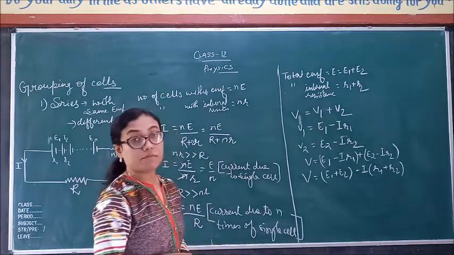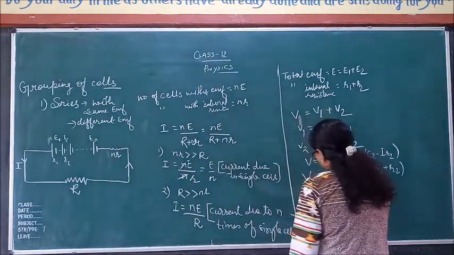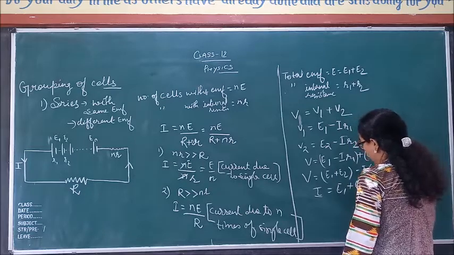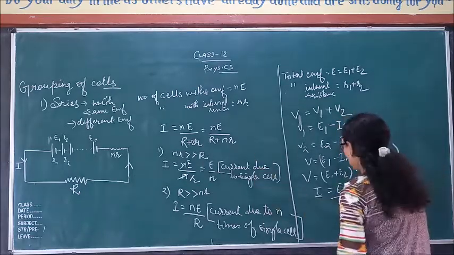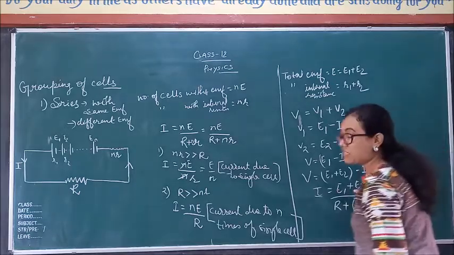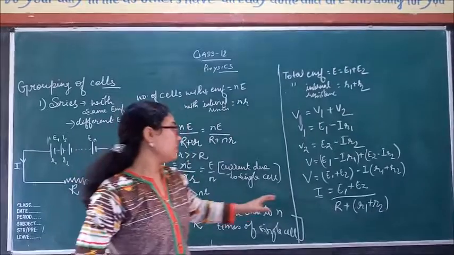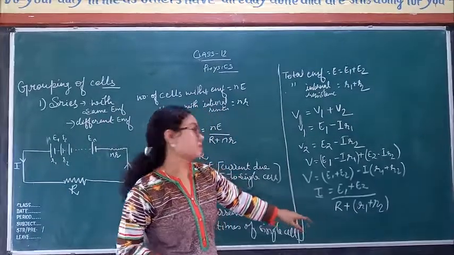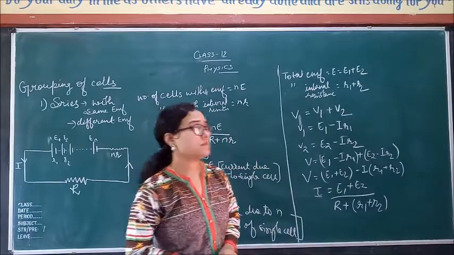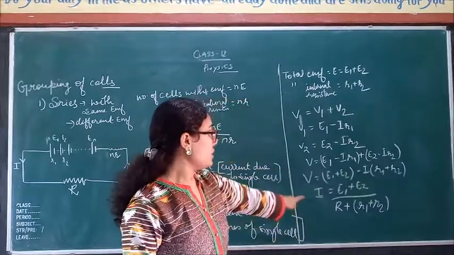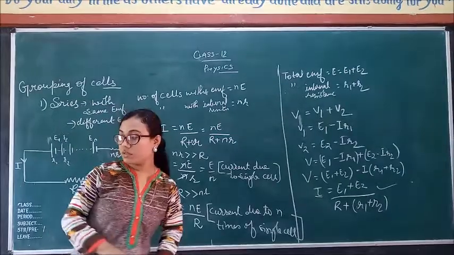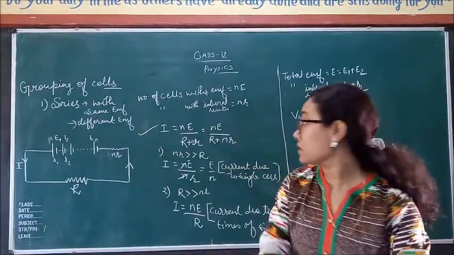If I ask you, what is the value of I? You will say I is equal to E1 plus E2 upon R plus R1 plus R2, because only these cells have different EMF as well as different internal resistance. External resistance is the same. Okay. Now, another condition. This is all up to this for different EMF, and this is for the same EMF. It is all for today and this is completed.